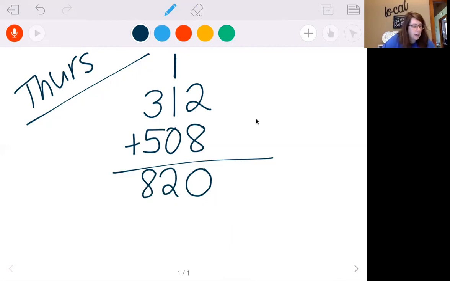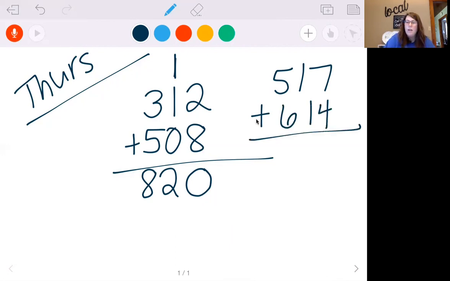Let's try 517 plus 614. Let's try this one. So we start over here in our ones column. 7 plus 4 is 11. So I'm going to put my 1 and carry my 1.